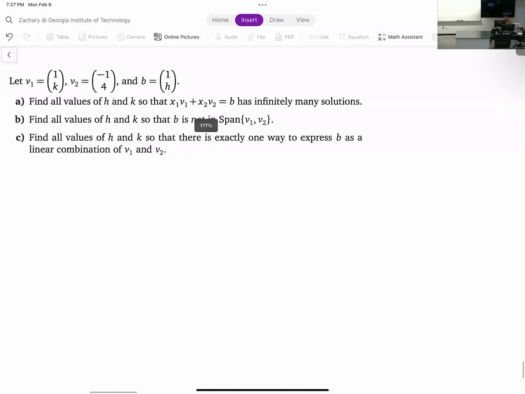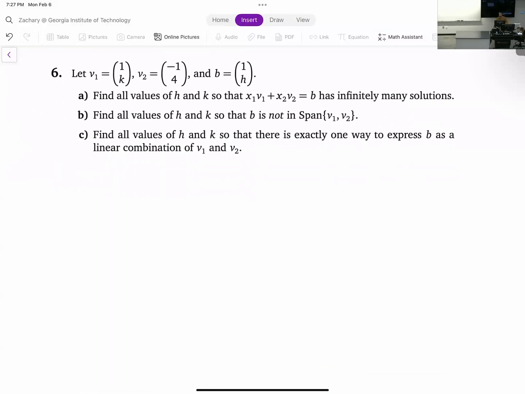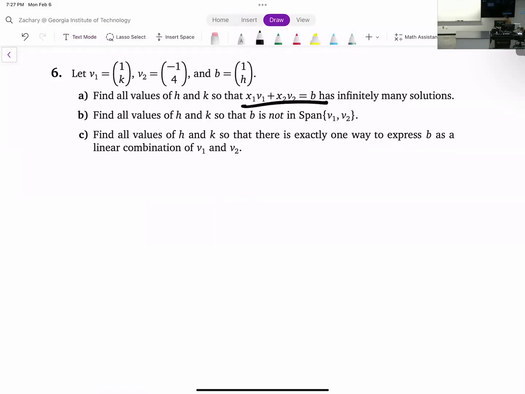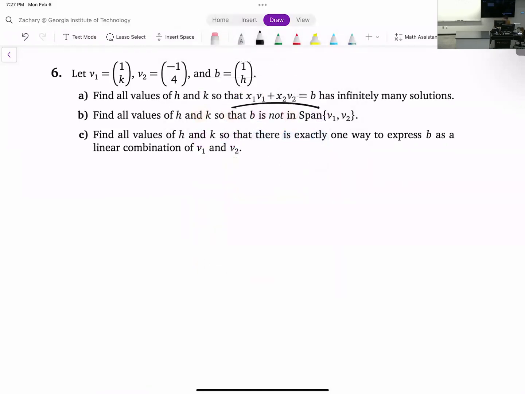Is this that problem? Yes, all right. So here we have a problem from your 2.1 and 2.6 supplement. It says given V1 equals this, V2 equals this, and B equals this, find all values of H and K such that this equation has infinitely many solutions. I like to break these up into pieces. So infinitely many solutions means what?